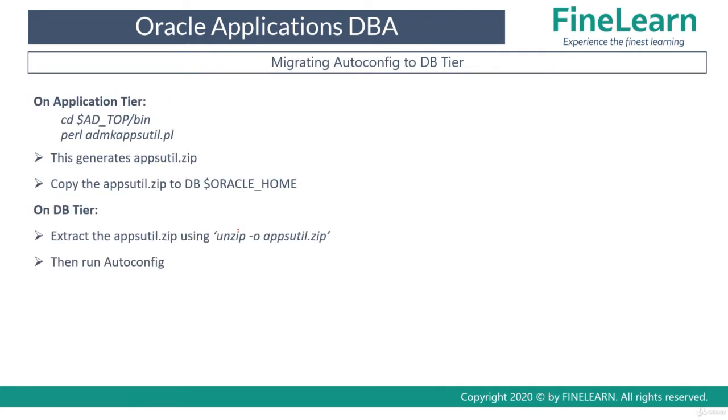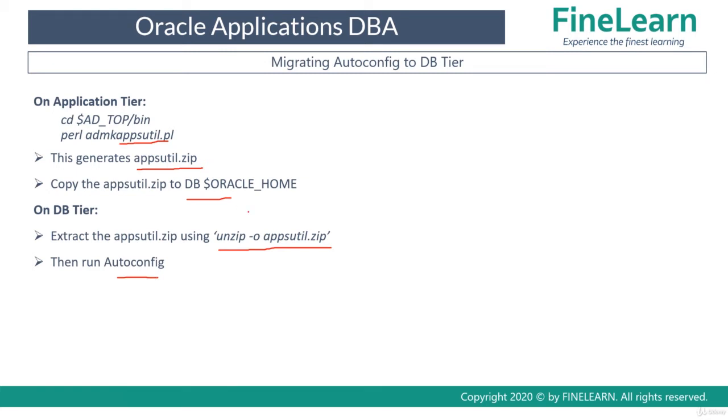So, how do we migrate the autoconfig templates from application to DB tier? First, on the application tier, set the run environment and go to adtopbin. When you go to adtopbin, you can see a script called admkappsutil.pl. When you run the script, it will generate the required appsutil.zip. This appsutil.zip you have to copy to the DB tier, and then in the DB tier, unzip it using unzip -o appsutil.zip in the Oracle Home. Then you run the autoconfig. So it's a very simple process.